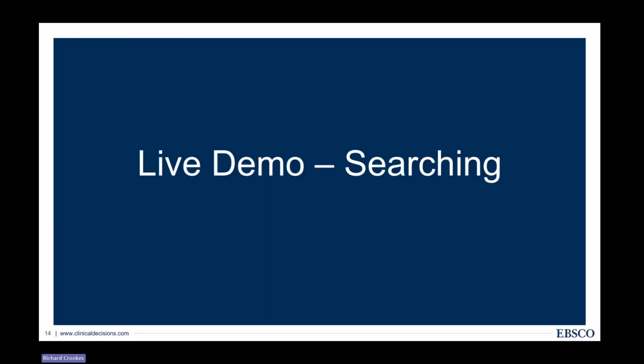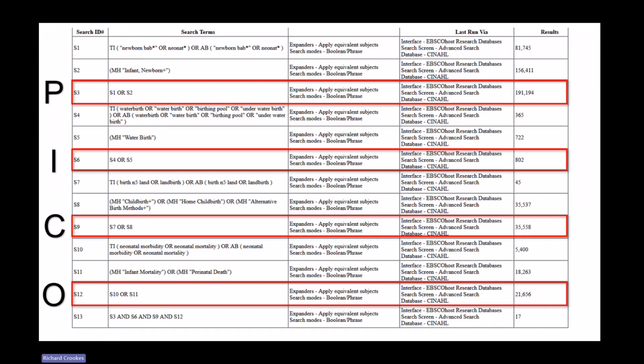So I'm going to stop sharing and come back to my PowerPoint now. Okay, just outline again the search history. So this is one that I sent myself previously, and you can do that via email, by the way, as an attached file. And then you can identify the various elements of PICO, the population group, related to newborns, infants, etc. The intervention, which was S6, the water birth and so on.